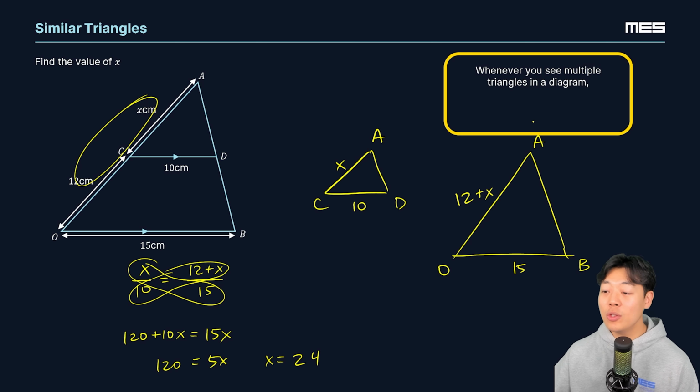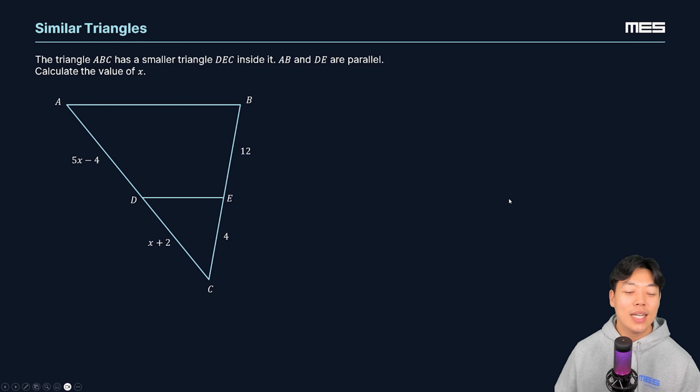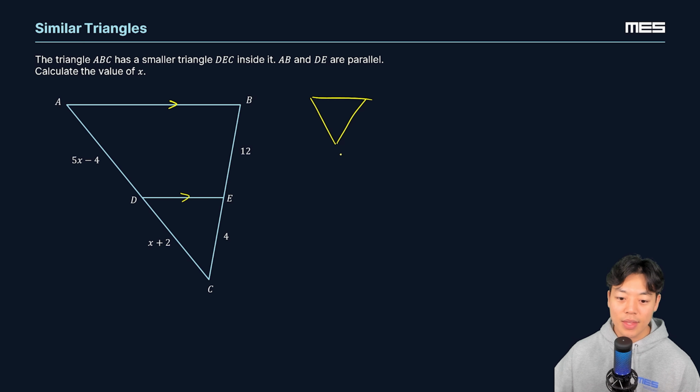Whenever you see multiple triangles in a diagram, redraw the triangles. Redraw the triangles. Here we go. The first thing I do, before I even read the problem, is redraw the triangles. I do need that AB is parallel to DE here to know that we can use these proportions. So the smaller triangle here is CED. We have 4 and x plus 2.